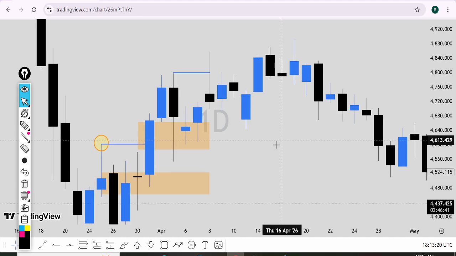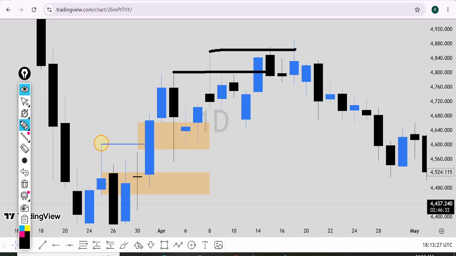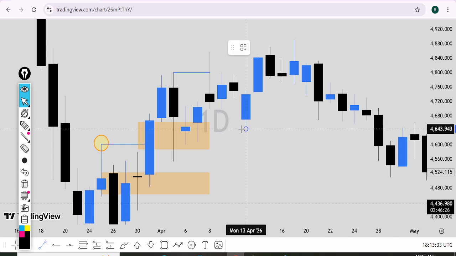Well, the recent structure shift was to the upside. Then what? Price shifted its structure to the buy side again, breaking this swing high and sweeping this swing high. So we were in buy. Then price shifted its structure to the downside at this point. You see the last structure shift to the downside.